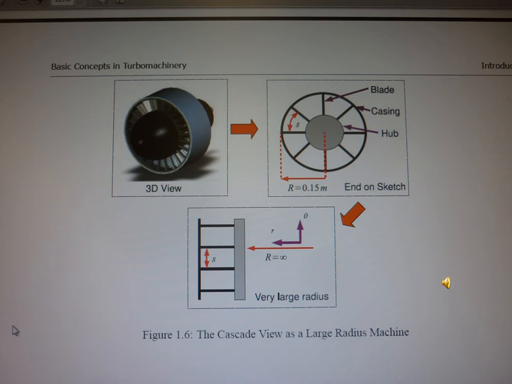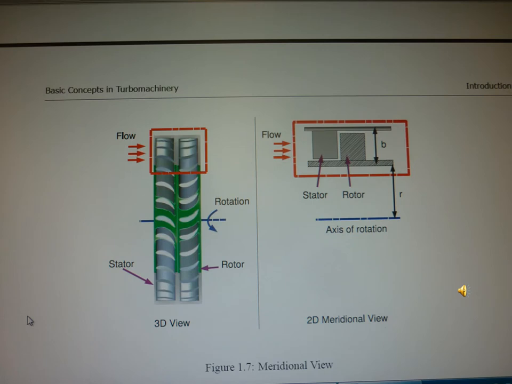This is the three-dimensional view of the rotor. The flow direction is along the red arrow, and the rotor will be rotated in the blue arrow direction. The stator blade and the rotor blade you can see in this diagram.